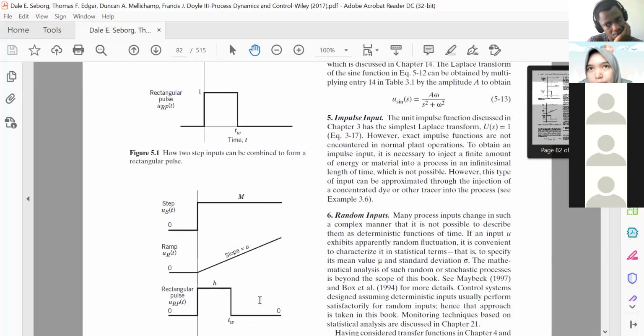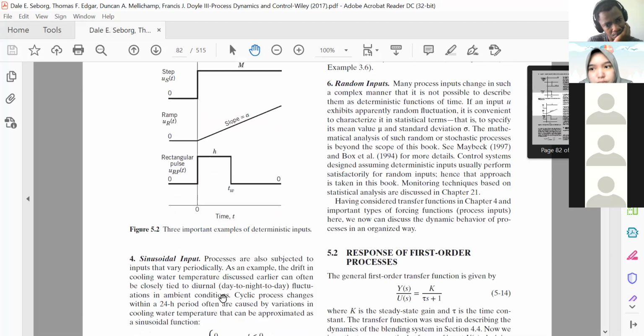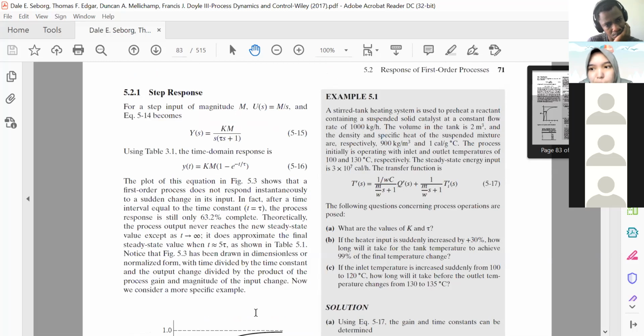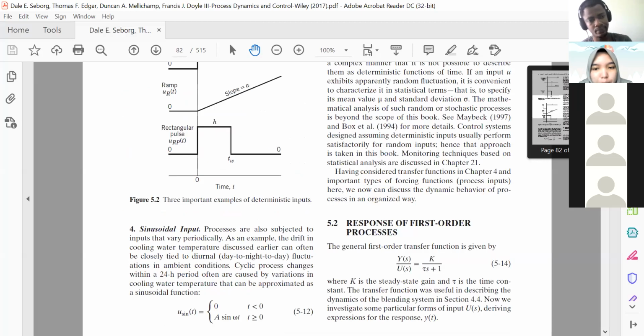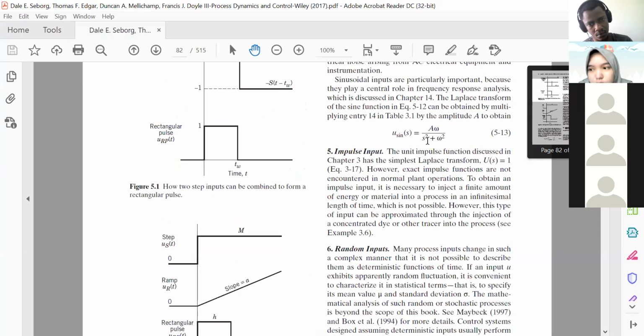I think this is the most important input. The other one is the sinusoidal input, where for t greater than or equal to 0, u(t) is equal to A sine omega t. And U(s), if we look at the table, will be A times omega over s squared plus omega squared.